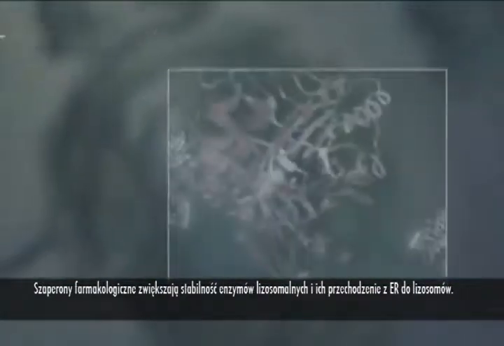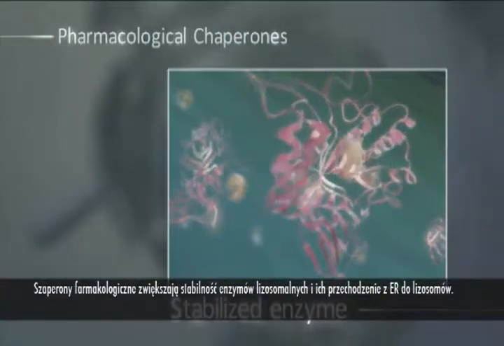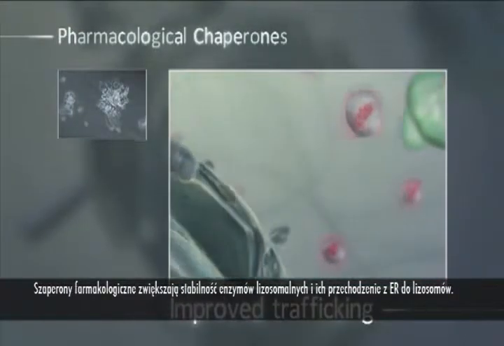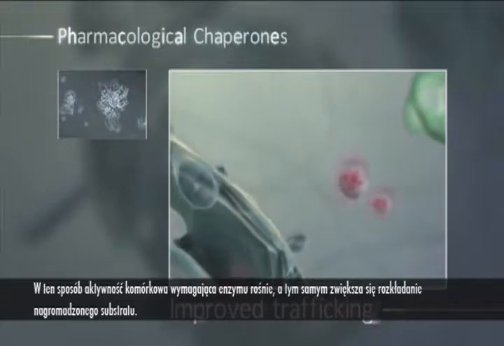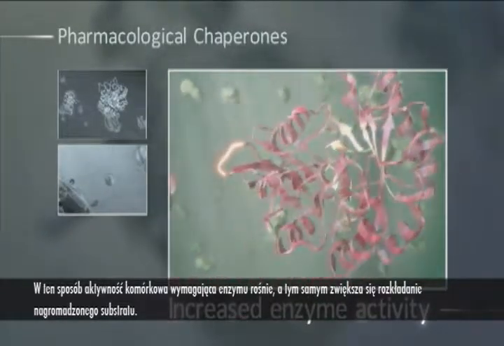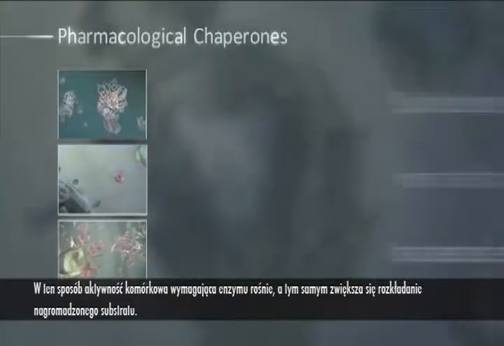Pharmacological chaperones increase the stability of lysosomal enzymes and their trafficking from the ER to lysosomes. In this way, the enzyme's required cellular activity is increased, leading to improved degradation of accumulated substrate.